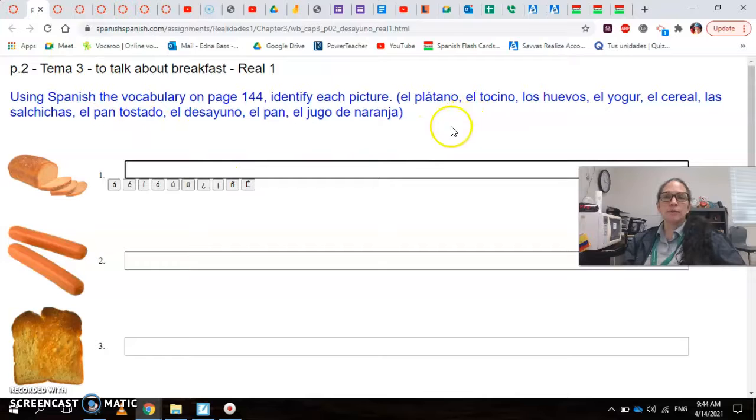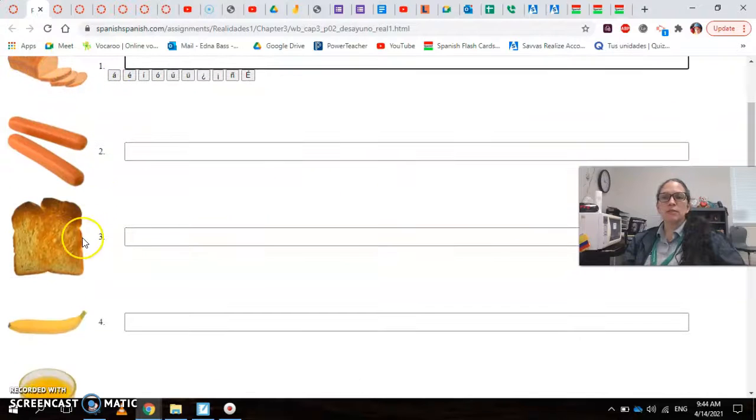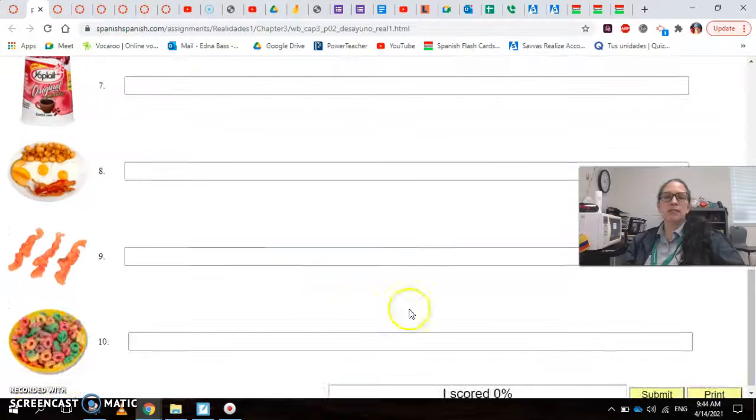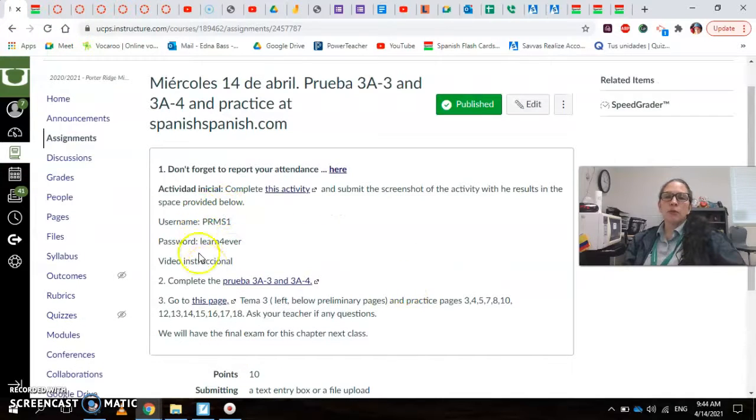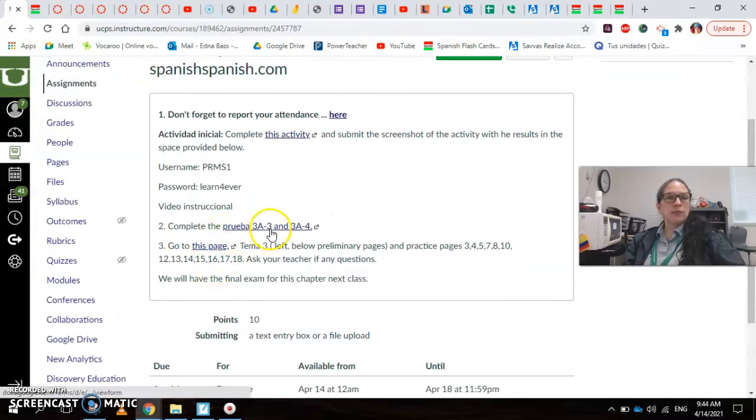And what you have to do here, you just need to identify each one of these items, type the words that correspond to the items right here in the blanks, and then take your screenshot, and then you're going to submit it in the space provided below. That's right here.